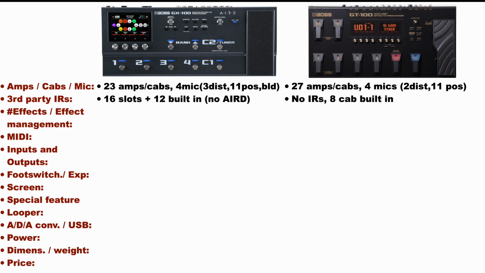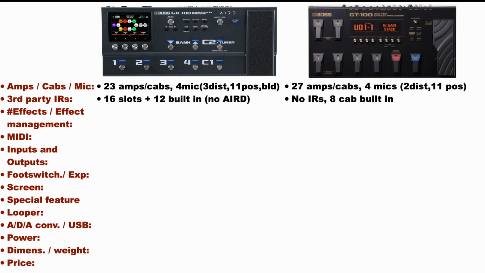As regards third-party IRs, we have 16 user slots in the GX-100 with another 12 built-in, whereas you cannot load your own IRs in the GT-100 as far as I know. So in these first two items, I mean amps and IRs, you have the first two big differences between the two units. The GX-100 has a newer amp modeling technology, and it allows you to load your own IRs, and this is an area where technology has advanced and improved a lot in the last years.